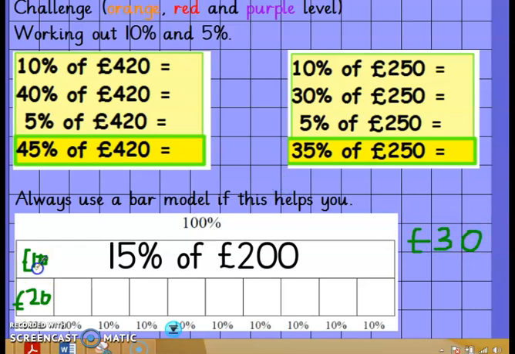If it was 25%, I would have worked out 2 lots of 10% to give me 20. And then I've got my 5% there, that's 10. So if it's 25%, I'd be adding 20 plus 10, which is £50. Come back to this video at any time to help you.